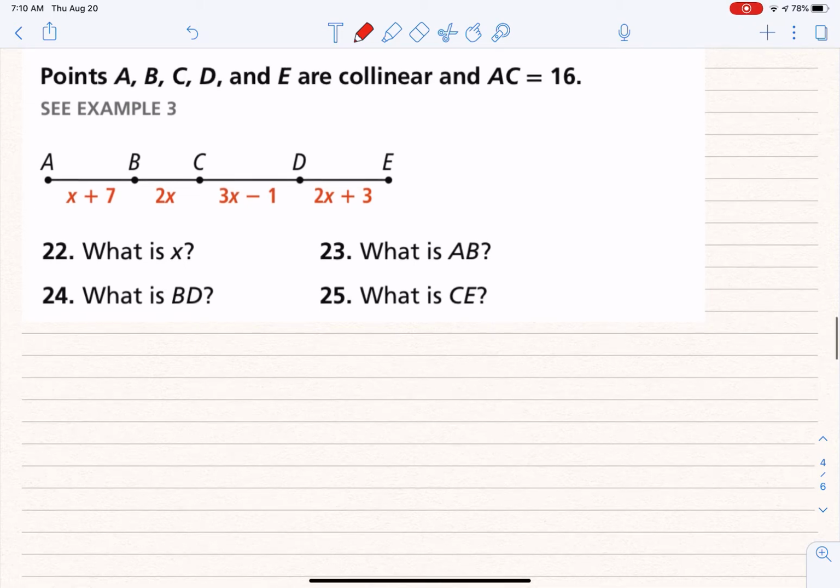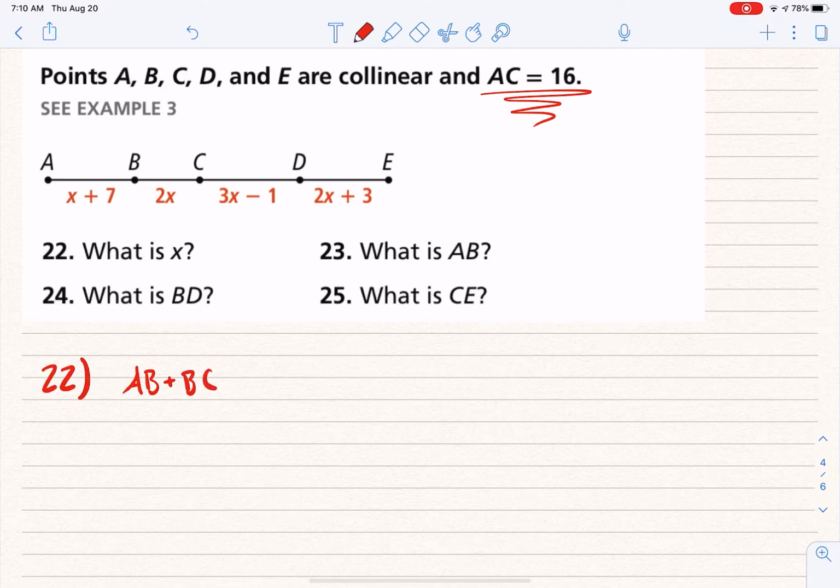For number 22, this is exactly what I do. I say, okay, number 22. It tells me that the length of AC is 16. The segment addition postulate tells me that the length of AB plus the length of BC is equal to the length of AC. That's the truth that I'm starting with.